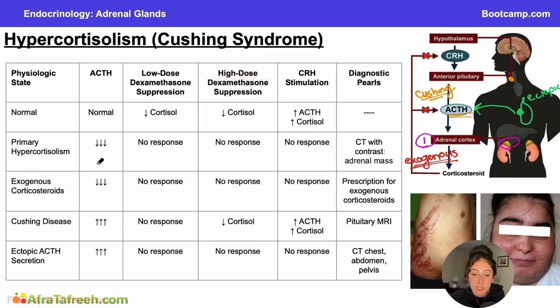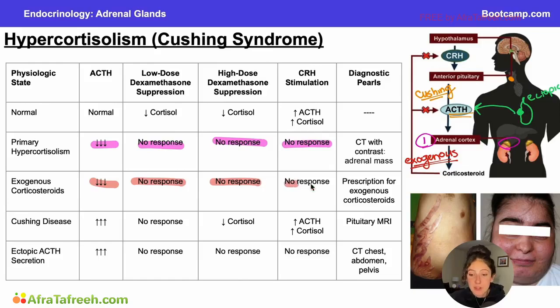Well, primary hypercortisolism and exogenous corticosteroids are both going to present with decreased ACTH. That's because negative feedback in this pathway is still intact. You're also going to see no response on the low dose or the high dose dexamethasone suppression test. That should make sense to you because the problem here is either that we have an adrenal cortex that is not listening to the feedback from this pathway, and that's why it's secreting too much cortisol. It's not going to listen to high dose dexamethasone. There's already a ton of cortisol and it's not shut down. Or you're getting exogenous cortisol from outside the body, which of course is not regulated by this pathway at all.